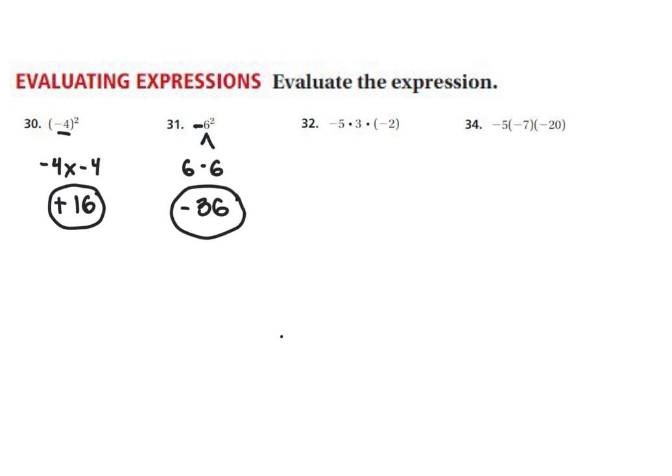For number 32, negative 5 times 3, we'll just take this in steps. Negative 5 times 3 is going to be negative 15. And then negative 15 times negative 2, a negative times a negative is a positive, and 15 times 2 is 30.